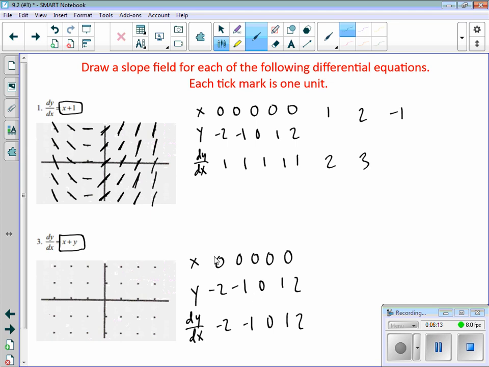So then you have to go to those points. So at 0, -2, this point here, the slope is -2, which means you go up 2 and to the left 1. Okay, then as I move to 0, -1, the slope is -1, which means you go up 1 over 1. So it's pointing to this point again. And then we've got the slope of 0 here. And then we get a slope of 1 and a slope of 2.